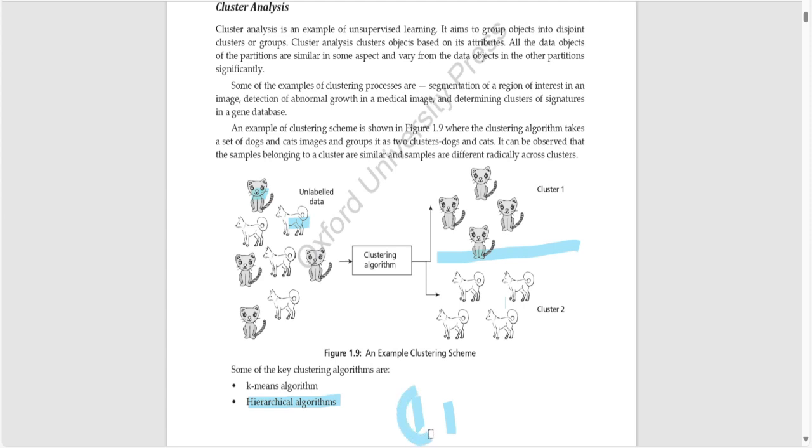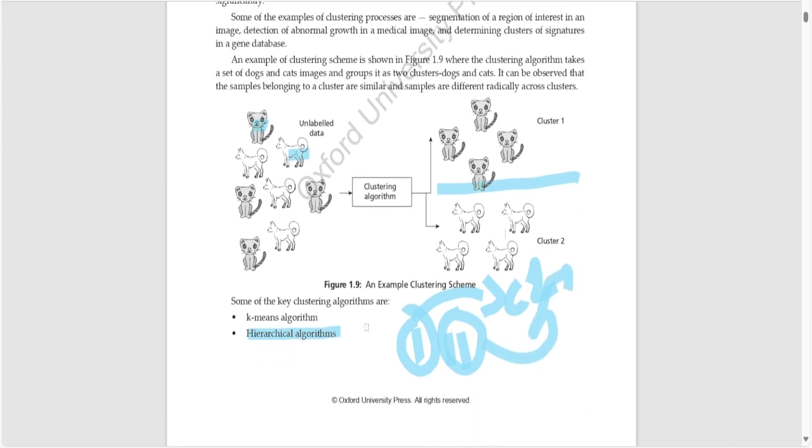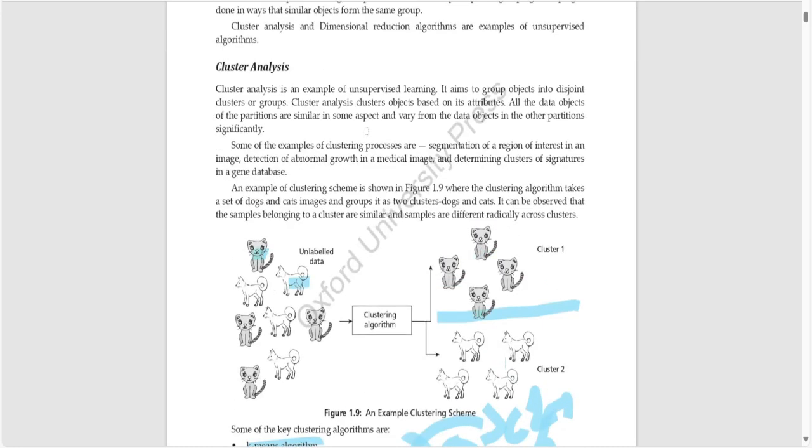So based on this one, if the attributes of this data set match the attributes of cluster 1, it goes to cluster 1. And the second one, if it matches the attributes of the second object, if it matches cluster 1, it goes to cluster 1, or else it goes to cluster 2. This is how these both algorithms work. So this is about cluster analysis.